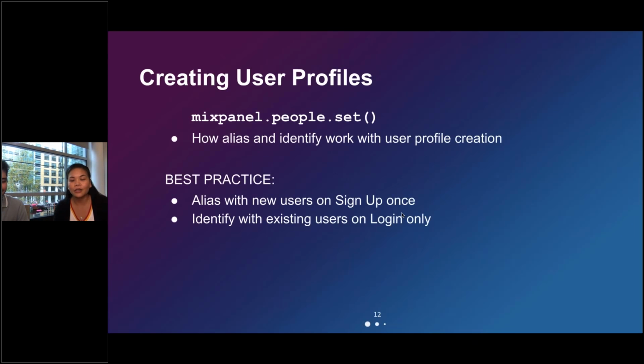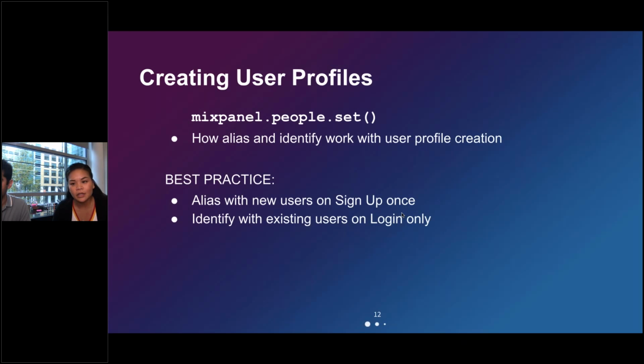So, creating user profiles. Alias and identify don't actually make user profiles. That's a separate call. In JavaScript, it looks like mixpanel.people.set. So, how does that work when creating a profile?